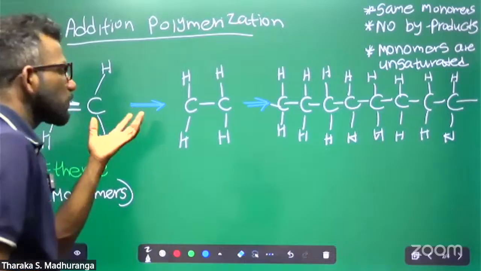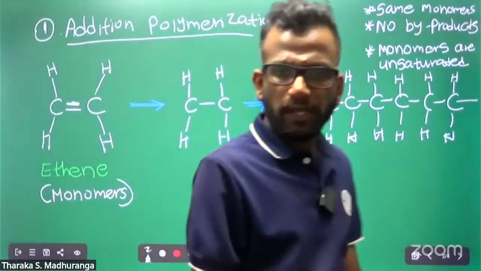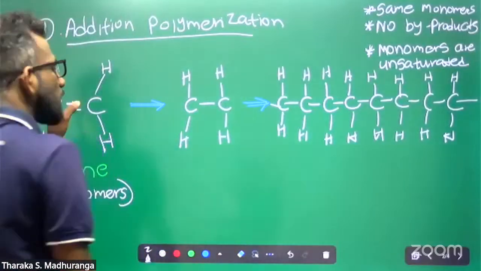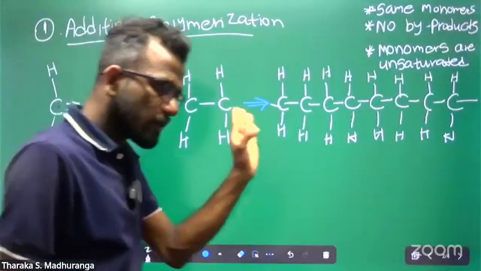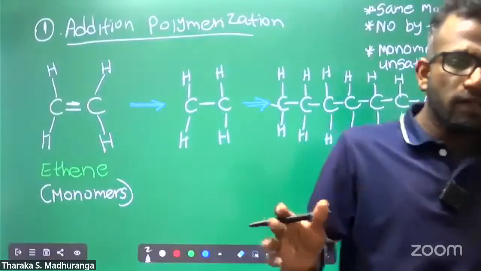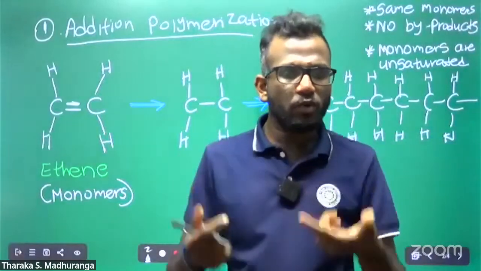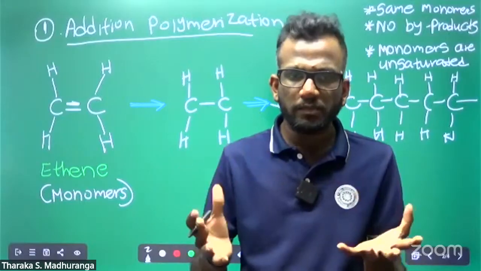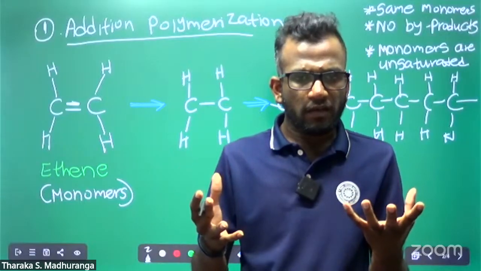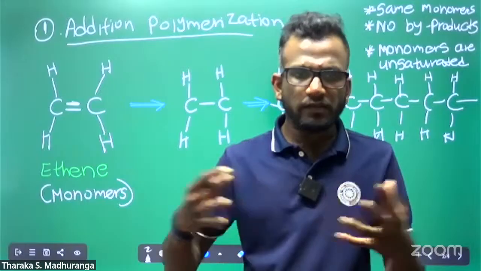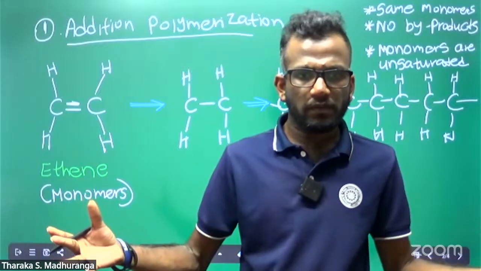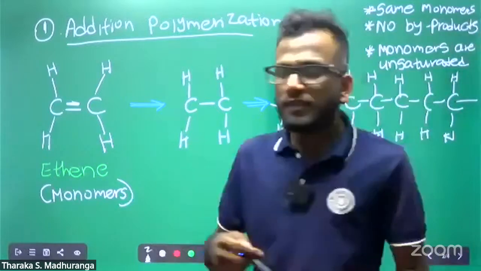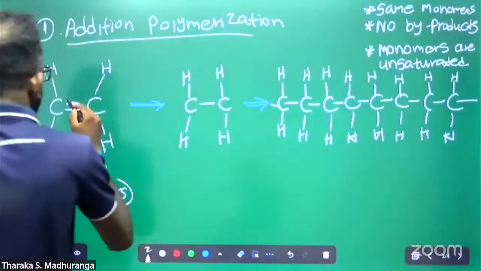Okay, addition polymers mean, I will explain a little bit again. Addition polymers mean the monomers are the same. Monomers are the same, no different monomers. And always these monomers are unsaturated. Unsaturated means they don't have the maximum number of hydrogens. Saturated means they are full. Unsaturated means not full. Unsaturated always, the reason is it has a double bond.